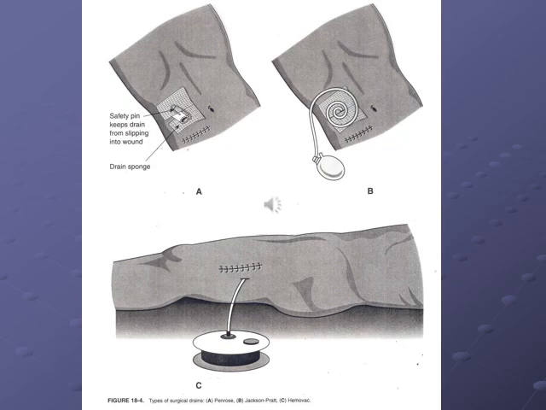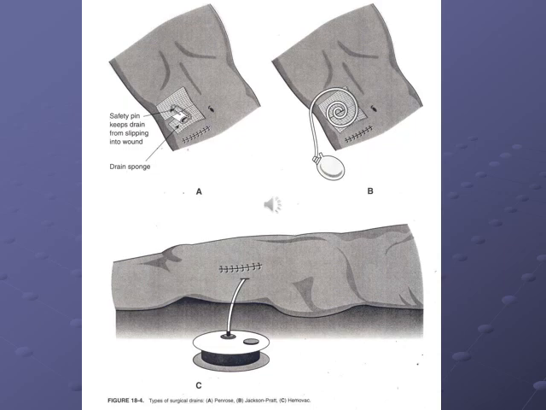I like this picture just because it shows you a couple of the drains. B is where it shows the Jackson Pratt, and depending on the type of bariatric surgery, they might have a Jackson Pratt drain. We typically see Jackson Pratt drains if anybody has an abscess or abdominal type infection. You'll see Jackson Pratt drains most of the time with our prostatectomies. So you'll see them for a few different surgeries.